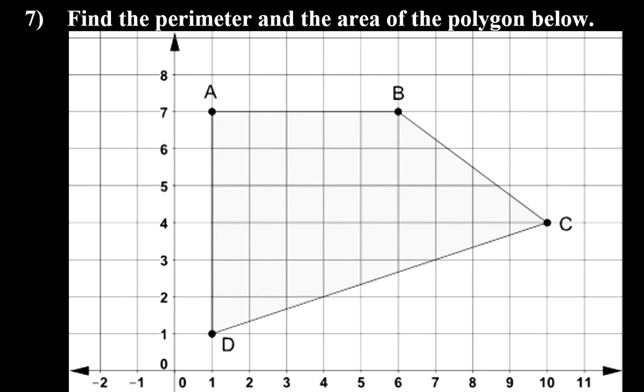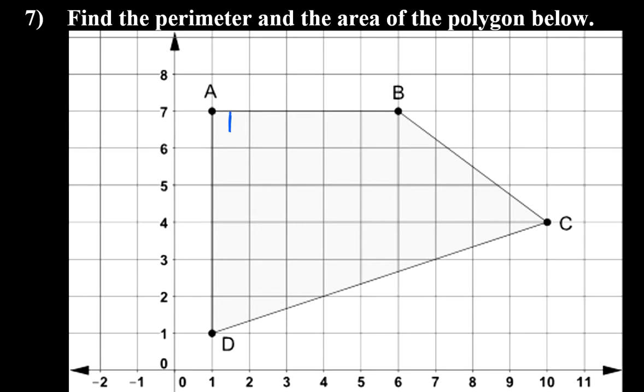Wonderful, wonderful question number 7. This is asking me to find both the perimeter and the area of this polygon ABCD. Clearly, it looks like a quadrilateral. It's got 4 sides. Also, I can tell that this is a right angle, because I've got horizontal and vertical lines. But I don't know that I could call this a trapezoid or anything else.